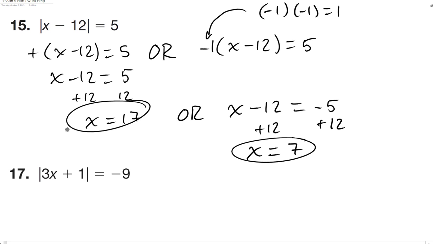Now if I consider both of those real quickly, just a substitution in here, if x is 17, 17 minus 12 equals 5. The absolute value of 5 is 5. So we can see that this side checks. On the other side, if I plug in 7, 7 minus 12 is -5, and the absolute value of -5 is 5. So this checks as well.